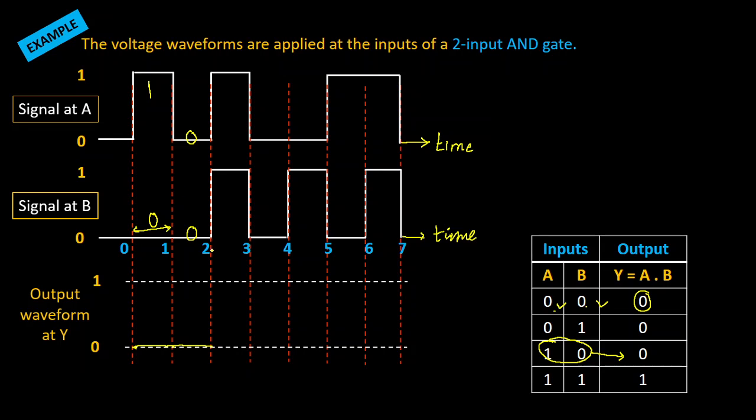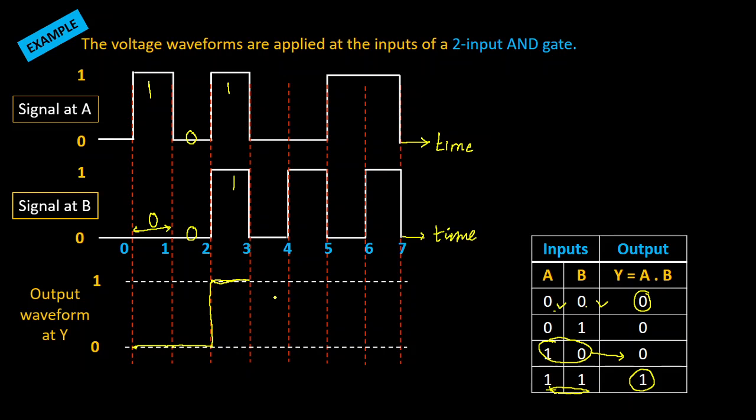Then let us concentrate on the third one, 2 to 3. For the time period between 2 to 3, you can see the signal at A is 1. Signal at B is also 1. That means you are talking about the combination 1, 1. That is, both inputs are 1. Then you can see the output is high. So for this time period, the output must be high. So this is 1. The state of 1 must be maintained. Therefore, here the output signal for this time period suddenly increases from 0 to 1.